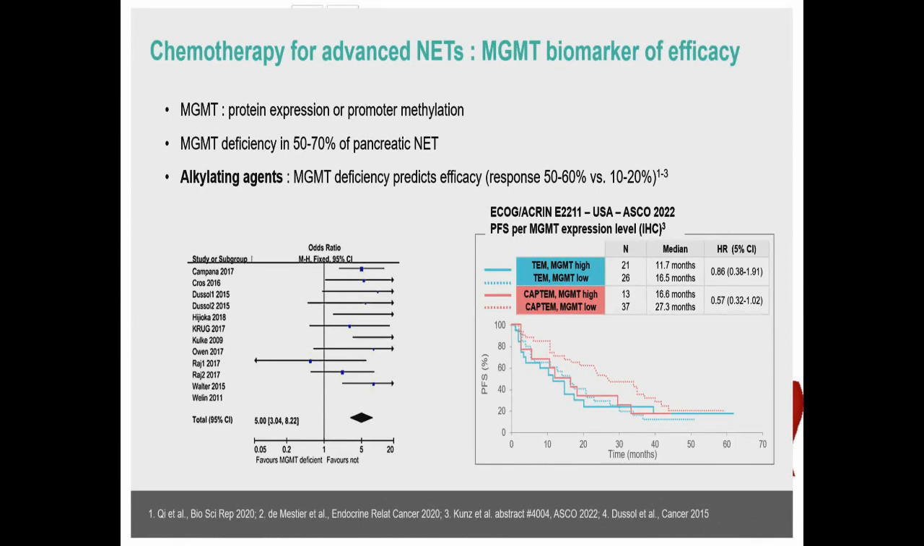You have a median PFS of 27 months with the CAPTEM regimen if MGMT is low, versus only 16 months in those patients who have high MGMT. In our department, we make a condition for use of temozolomide capecitabine or Detesin 5-FU. The low expression of MGMT in the tumor is a condition for use of those chemotherapies, while oxaliplatin efficacy is not influenced by MGMT status.